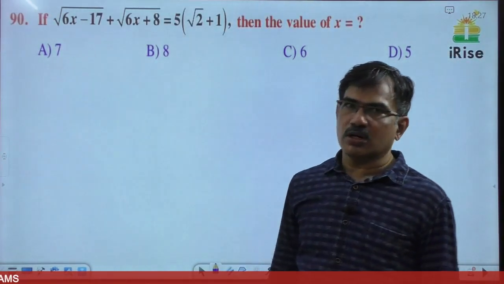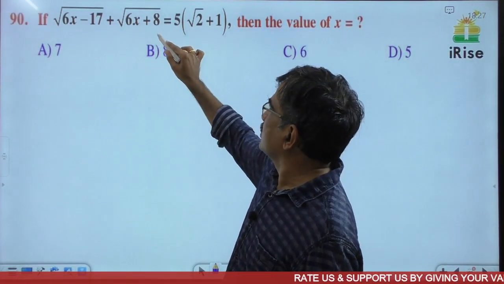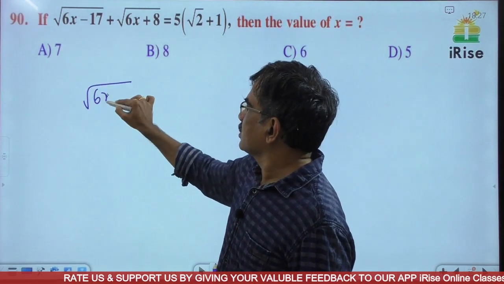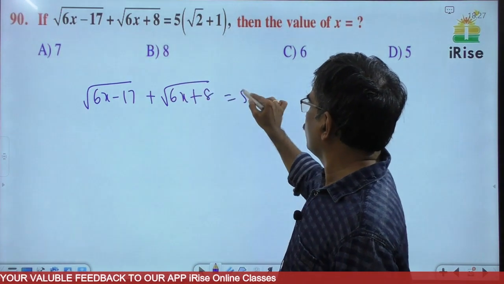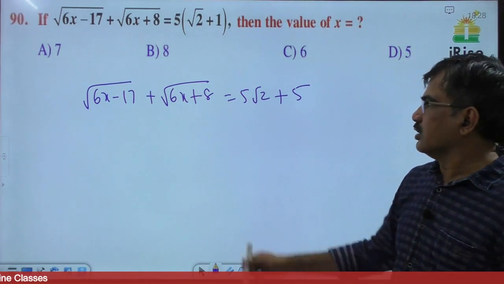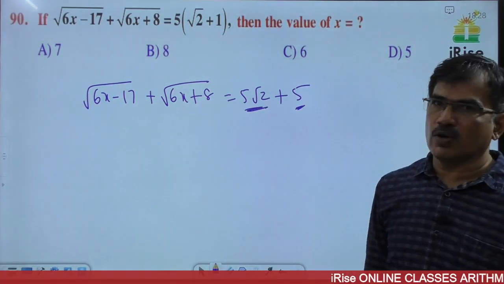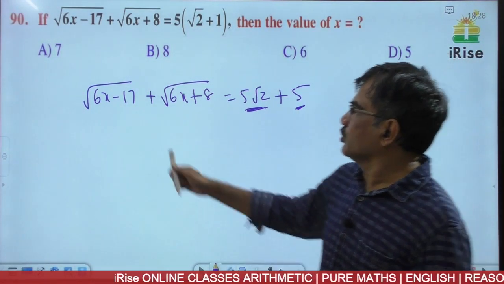This is also the same model question. Root of 6x minus 17 plus root of 6x plus 8 is equal to 5 root 2 plus 5. This is the question. Here one root is a rational number, the other root is irrational. For what value? I want to put a 7 here.